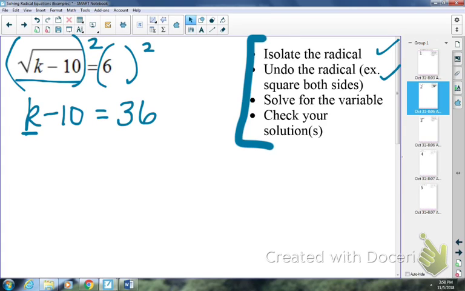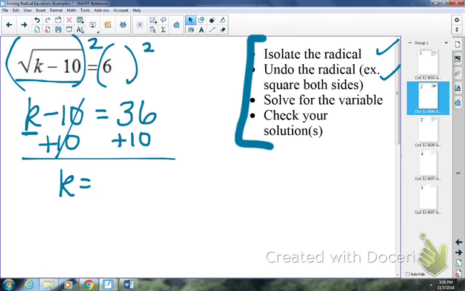So thinking back to your Algebra 1 skills, to solve for k, we're going to add 10 to both sides. So we're going to have k equals 36 plus 10, which is 46. So we solved for the variable.